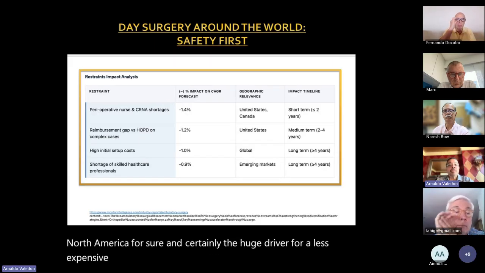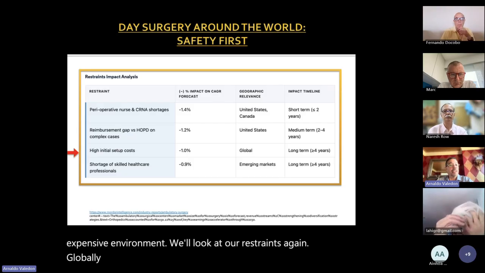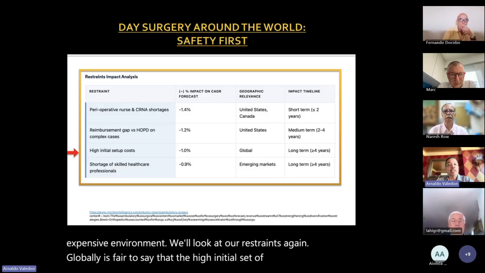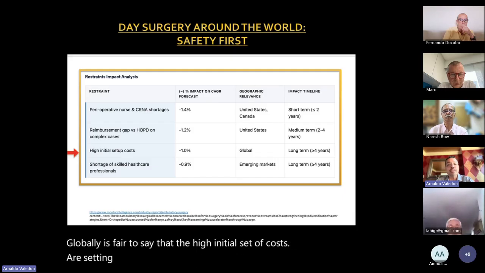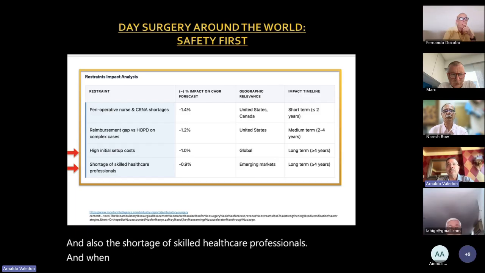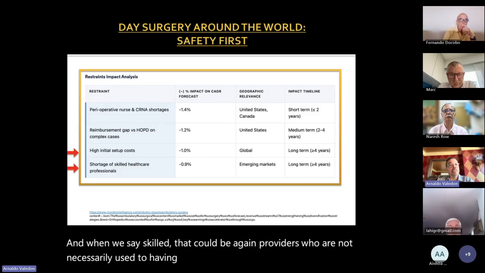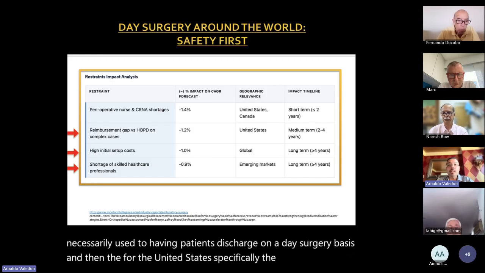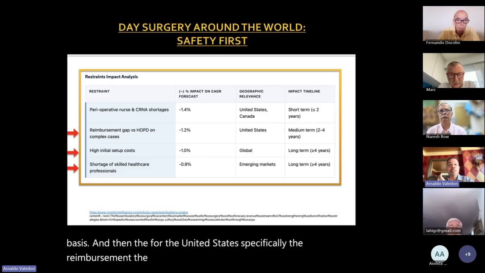When we look at our restraints, again, globally, it is fair to say that the high initial setup costs are setting a hurdle for restraining growth. And also the shortage of skilled healthcare professionals. And when we say skilled, that could be, again, providers who are not necessarily used to having patients discharged on a day surgery basis.